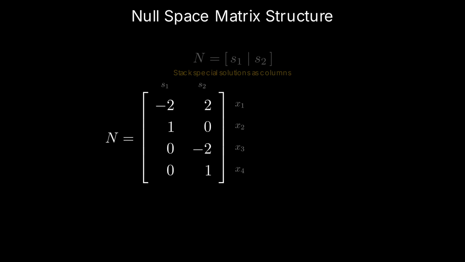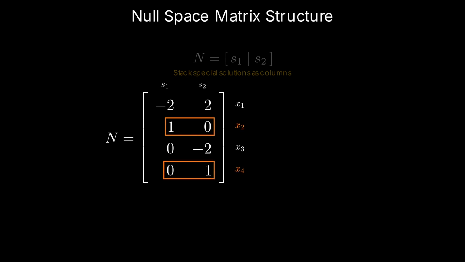The matrix N has 4 rows, labeled x1 through x4, and 2 columns, one for each special solution. Row 1 gives us -2 and 2. Row 2 gives us 1 and 0. Row 3 gives us 0 and -2. And row 4 gives us 0 and 1.